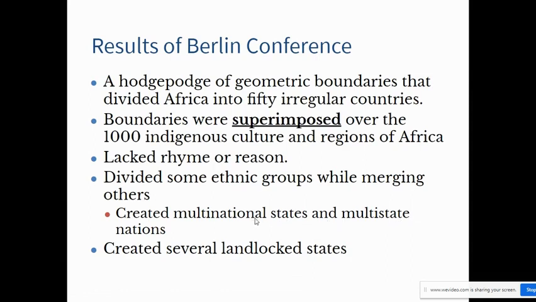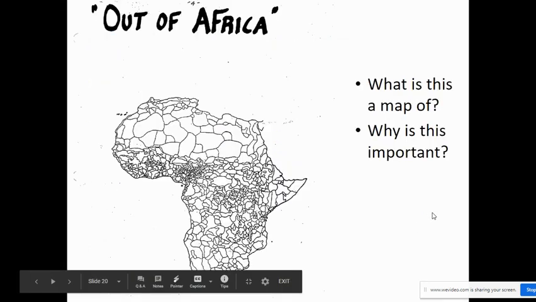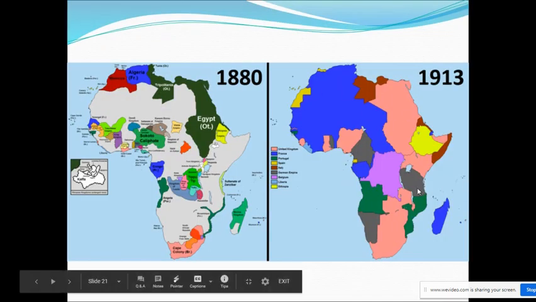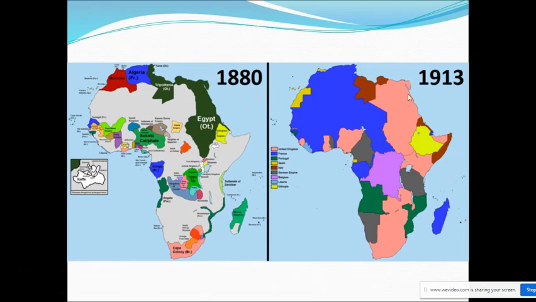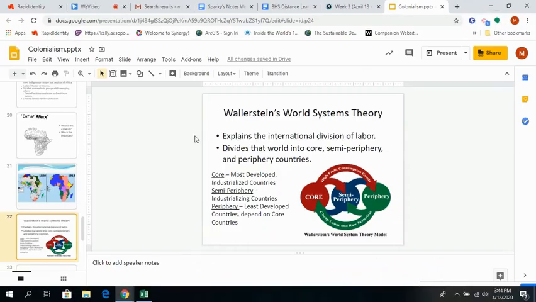They created multi-state nations, which means that an ethnic group might have been divided amongst different countries. And they also created several landlocked states, a country that is totally surrounded by land and does not have access to water. So once again, our ethnic map of Africa does not look like the divisions that were actually there. You can see from 1880 to 1913 how colonization spread through Africa. Ethiopia did remain independent, and they successfully fought off European colonization as one of the examples of extreme resistance to European powers. All right. So that's a long-winded explanation.